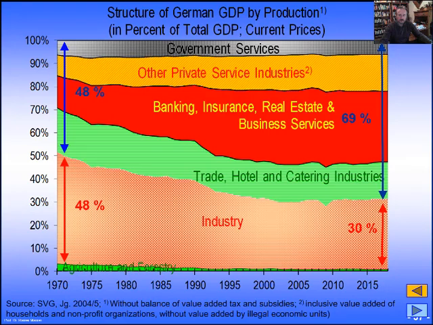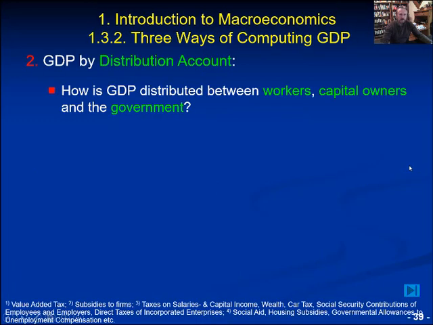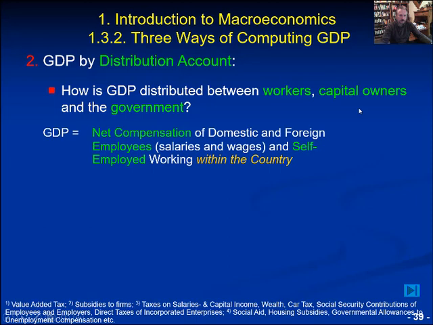So let's see what kind of information the distribution account provides. The distribution account shows how GDP is distributed between workers, capital owners, and the government. The most important component of GDP according to the distribution account is net compensation of domestic and foreign employees working within the country.